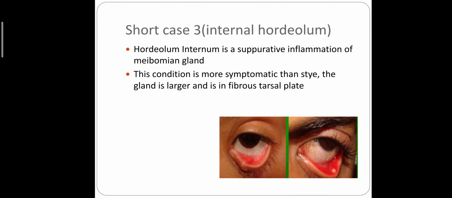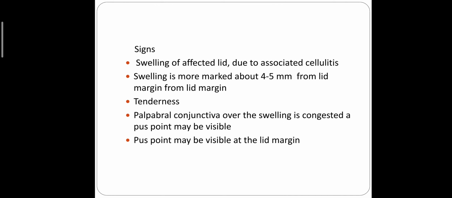Like you can see, this is hordeolum internum. You can see an external swelling, but the pus pointing, the yellow point, is towards the internal side. Symptoms again are a painful swelling of the upper lid or lower lid. Coming to the signs, these are the differentiating features. Similar to external hordeolum, there can be a diffuse edema and swelling of the affected lid due to associated cellulitis, and here the swelling is more marked compared to external hordeolum.